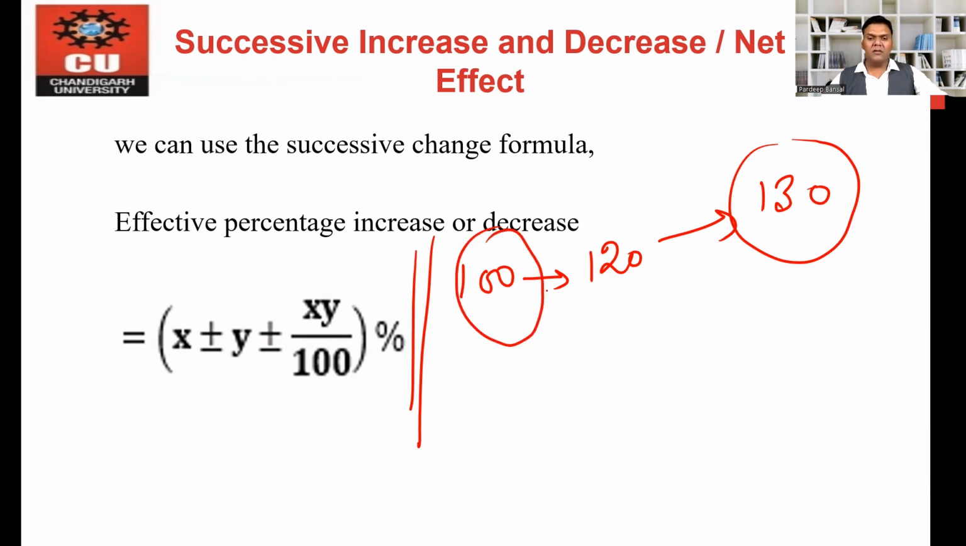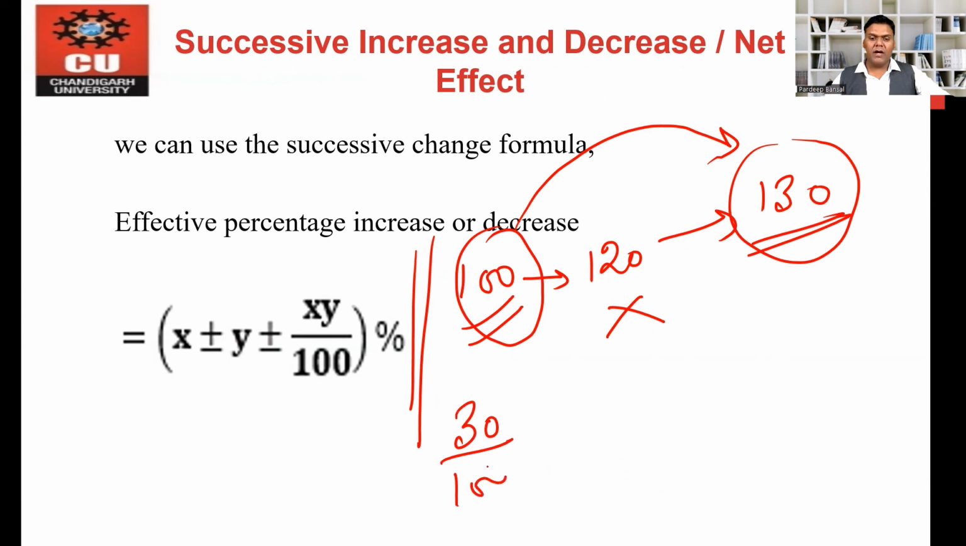If I go by layman terms, the initial price was 100. It finally increases to 130, so I am least bothered about the middle value. The final value is 130. The first price was 100. So that means the difference is 30. 30 has to be divided by 100 and multiplied by 100. So what is my overall increase? 30%.